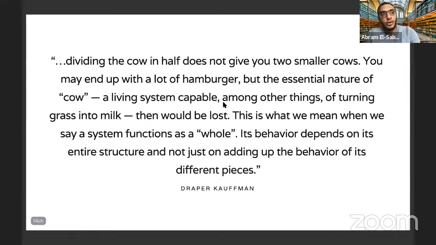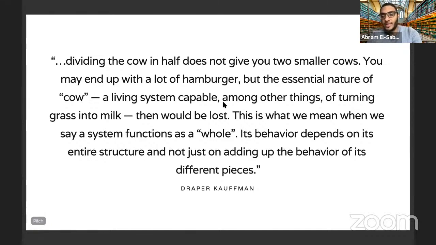Another cool quote about a system is from Draper Kaufman. He likens a system to a cow. He says that if you divide a cow in half, it doesn't give you two smaller cows, right? You can end up with a lot of meat, but the essential nature of the cow, a living system that's capable of turning grass into milk, is no longer there, because you've killed the cow and divided it in half.